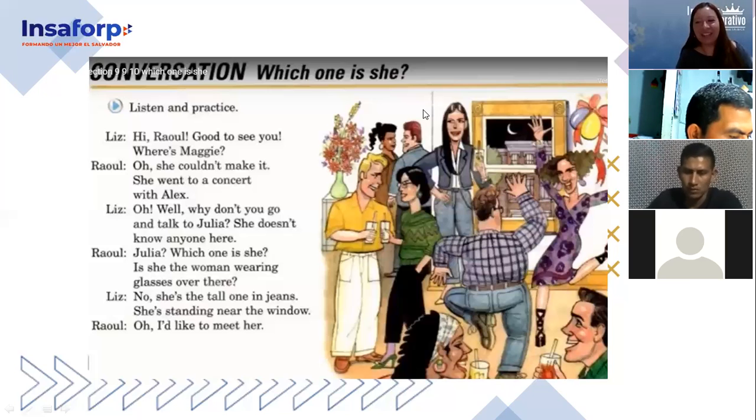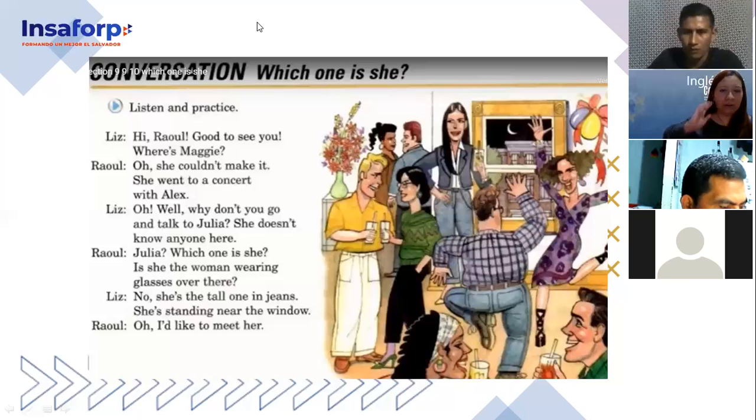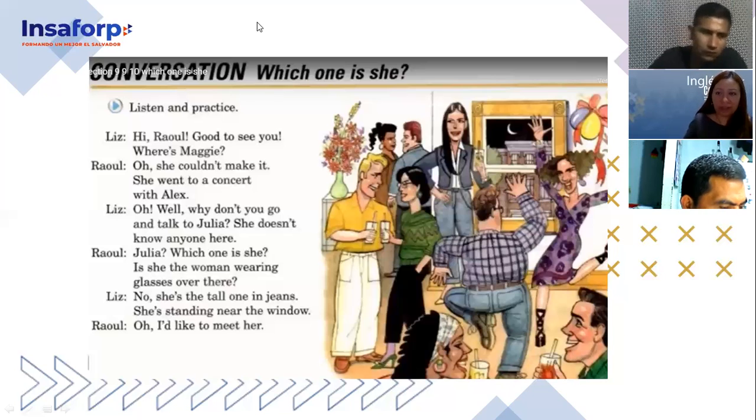Very good. Thank you, Maria and Luz. We need two more volunteers. Dos voluntarios más para practicar la misma conversación. Vamos a ver. Juan, you're going to be Liz. And Eduardo, you're going to be Raul.